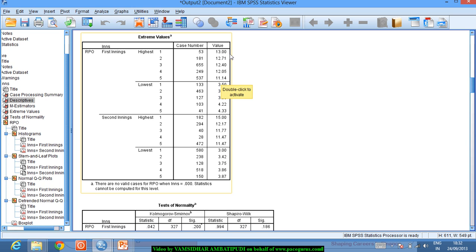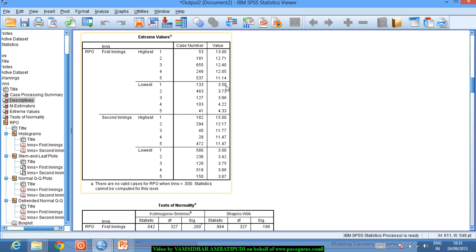In the first innings, you don't see big gaps at any level: 1 versus 2, 2 versus 3, 3 versus 4, or 4 versus 5. Whereas in the second innings, there is a big gap between the highest and the second highest runs per over, 15 to 12.17. So it's almost a 3-point difference. That is what is contributing to the very high deviation from normality.